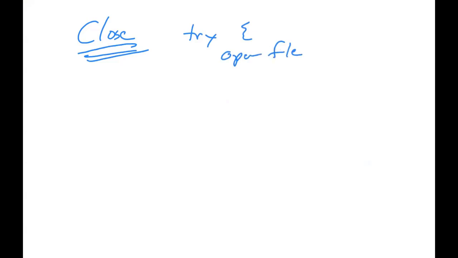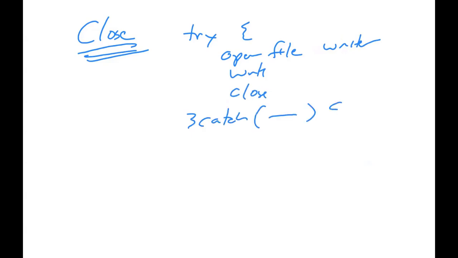And it's really important to do your close. A lot of times you'd see people write code that looks kind of like this, where you'd have a try, you'd open your file writer, you would write stuff to it, and then you'd close it, and then you'd have a catch with your exception and do something like that. So logically, it'd have the open, write, and close inside the try. And this is just plain wrong.